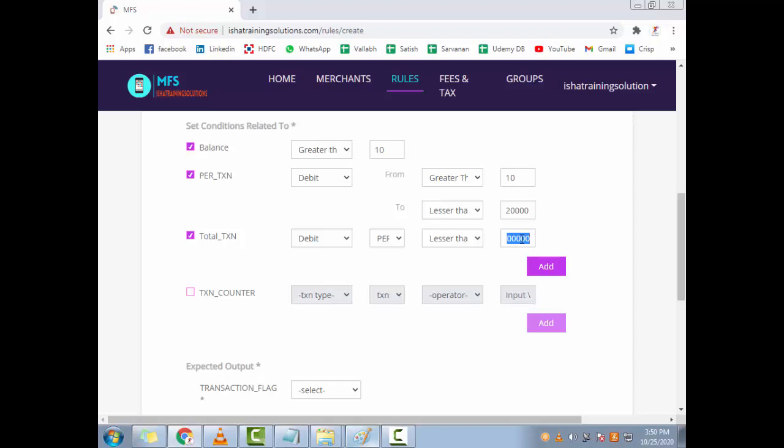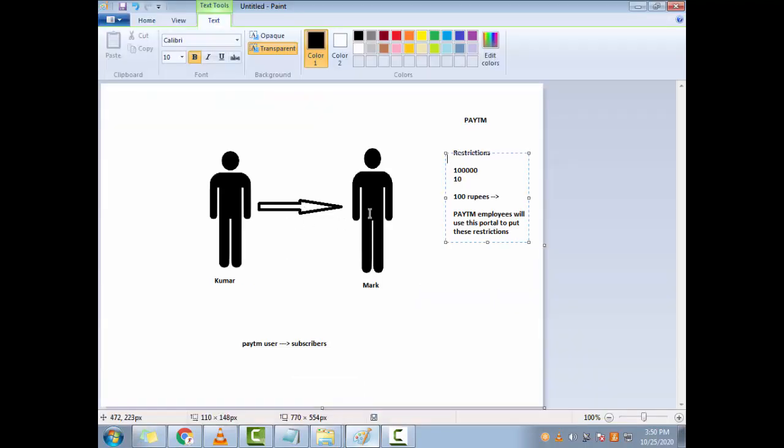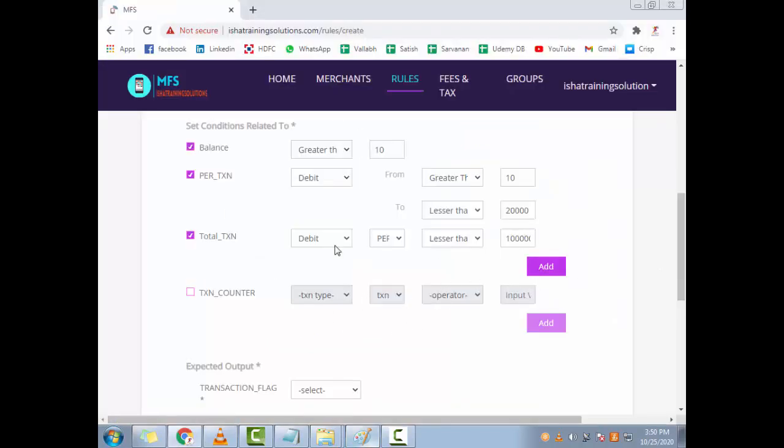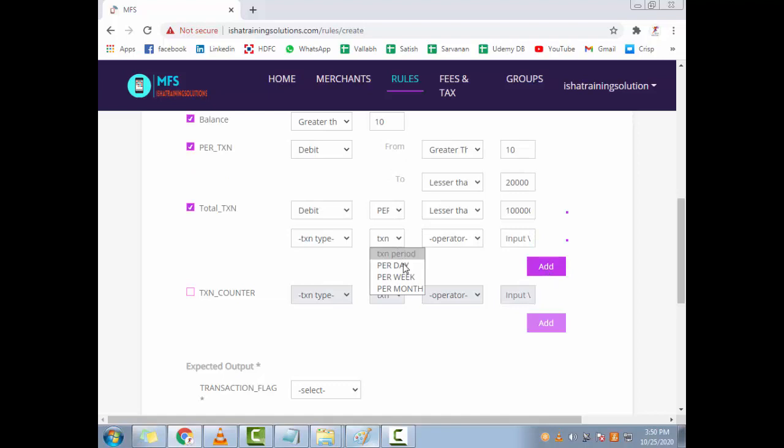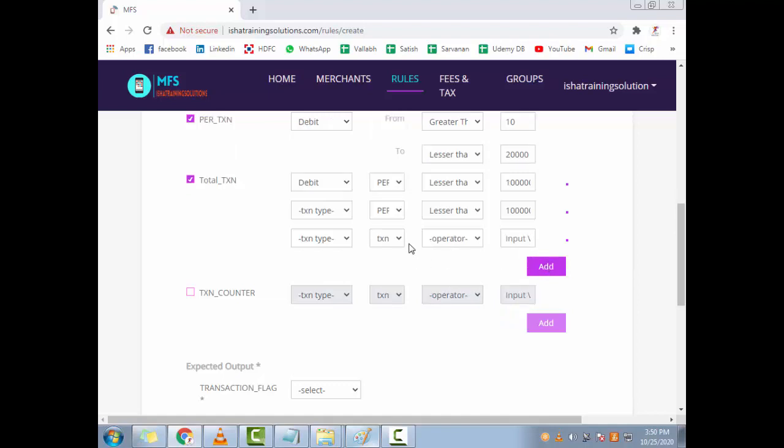But let's say on a given day Kumar is sending to Mark, and also to Stacy, and also to Emily. Kumar can send at any point 20,000 rupees per transaction, and overall on a particular day not more than 1 lakh. You can also put more restrictions, that per week he cannot send more than 100,000, and per month not more than, let's say, 10 millions. Like this you can put all of these.